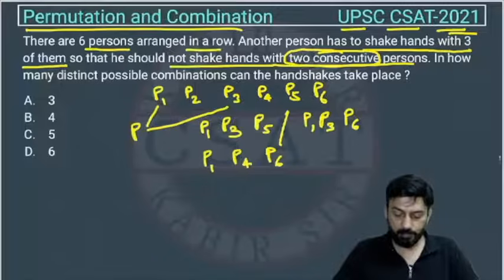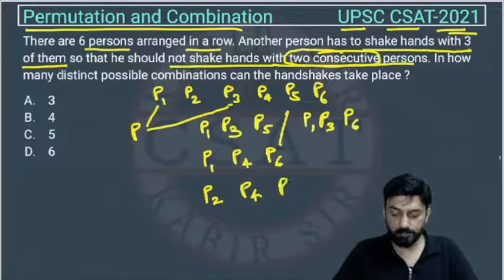And what is the other possibility? The other possibility is shaking hand with P2, then he cannot shake hand with P3, right? Then he will shake hand with P4 and then he will shake hand with P6, right? And suppose he is shaking hand with P3 first, then he will shake hand with P5, but there is no other person. So these are the only possible cases, right?